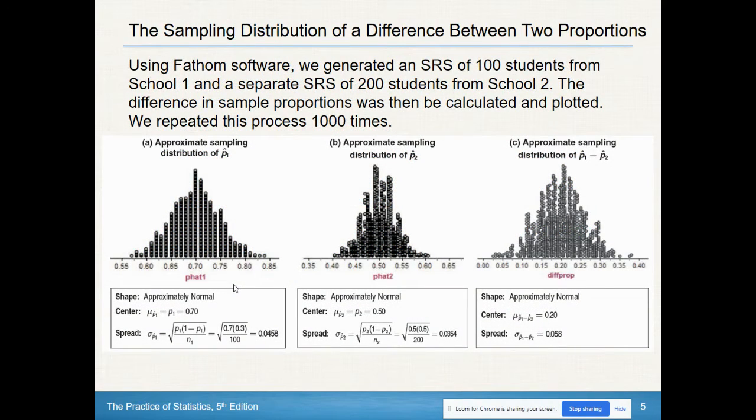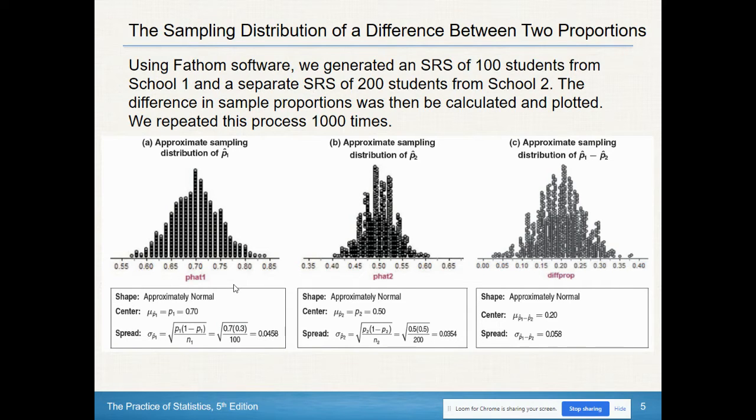Well, using some stat software here, they generated a simple random sample of 100 students from school 1 and a separate simple random sample of 200 students from school 2. The difference in the sample proportions was then calculated and plotted. We repeated this process 1,000 times. So as you can see here, the first one had a center of 0.7, the second one had a center of 0.5, and the difference had a center of 0.2. So obviously they subtracted. They took the mean of the first one minus the mean of the second one to get the mean of the difference.